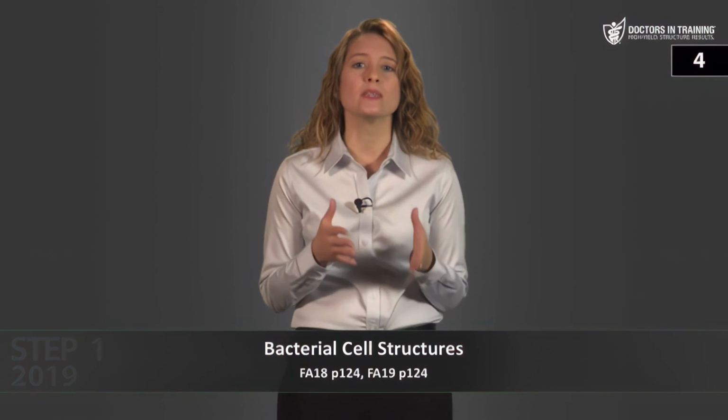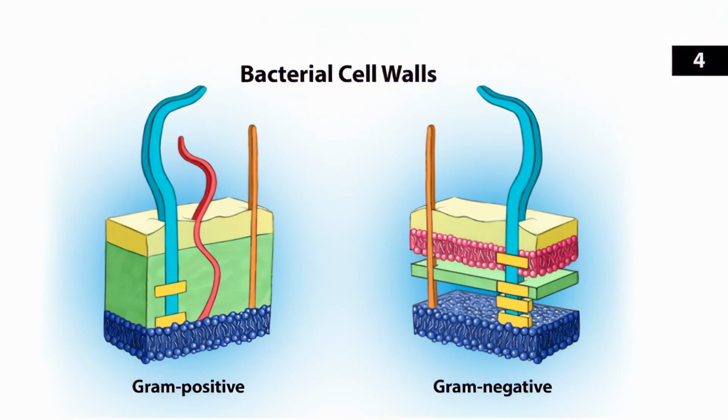So let's start with the cell membrane. Now look at this image of two different bacteria. The gram-positive organism is on one side and the gram-negative on the other. The plasma membrane is at the bottom of each of the figures. The plasma membrane is composed of a phospholipid bilayer that helps regulate what goes in and out of the cell.